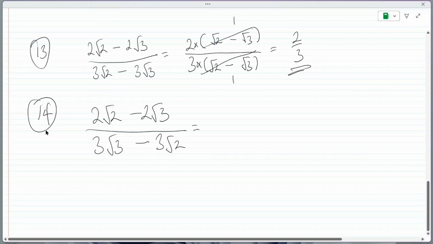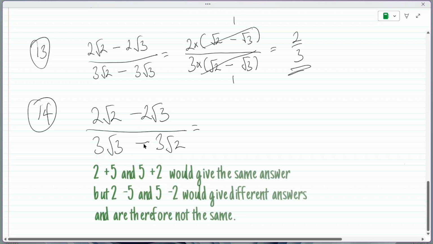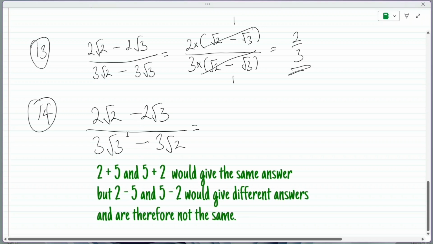Question 14. We have 2 root 2 minus 2 root 3 over 3 root 3 minus 3 root 2. It's quite similar to question 13, but here we have your root 2 before your root 3 and there's a negative. When it's negative, it's dangerous. If it were positive, it's not really dangerous. You can switch them and still get the same value. But since it's negative, you have to be very careful with it.